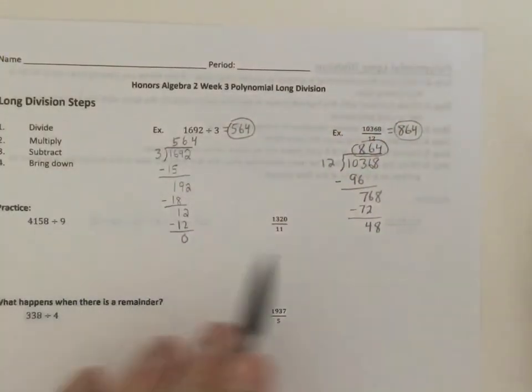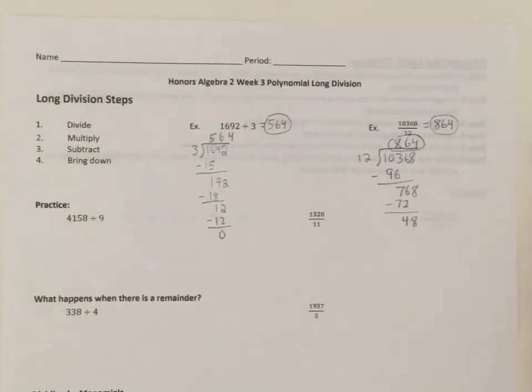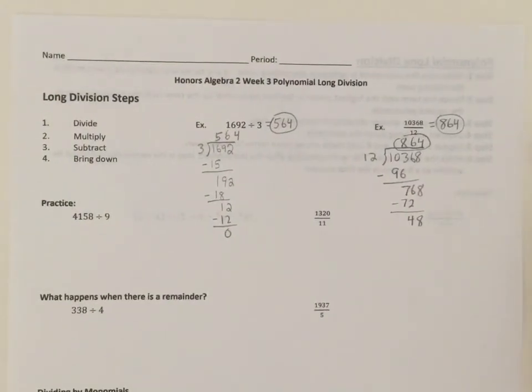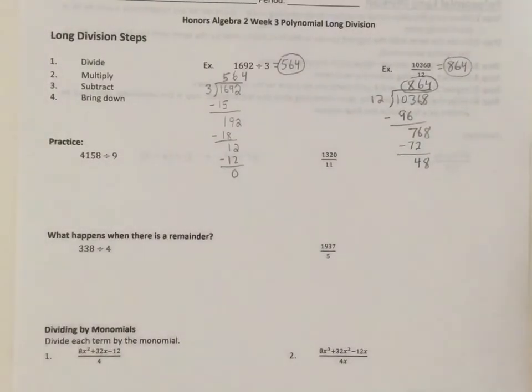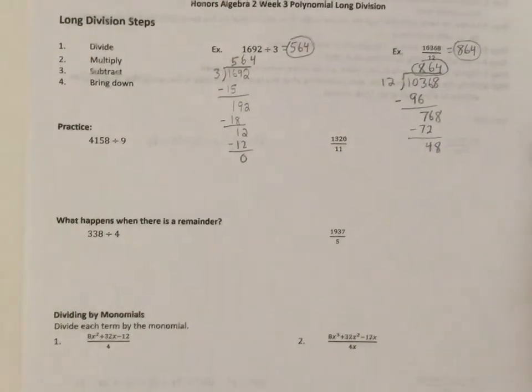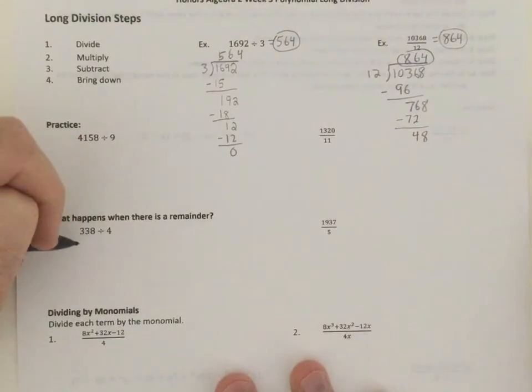Alrighty, try those two practices on your own. You can pause the video, whatever makes you feel more comfortable, how you do it. And then the next part is what happens when there's a remainder. So remember, not all the times it's going to go evenly. So let's try that out.